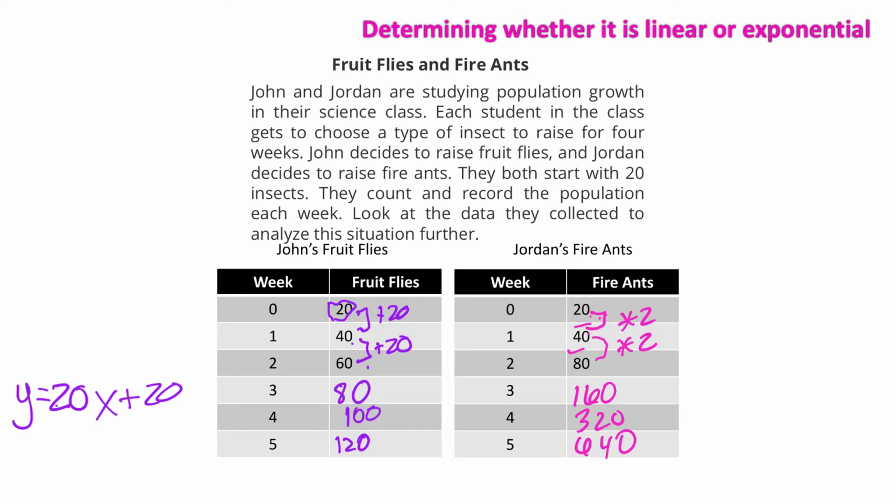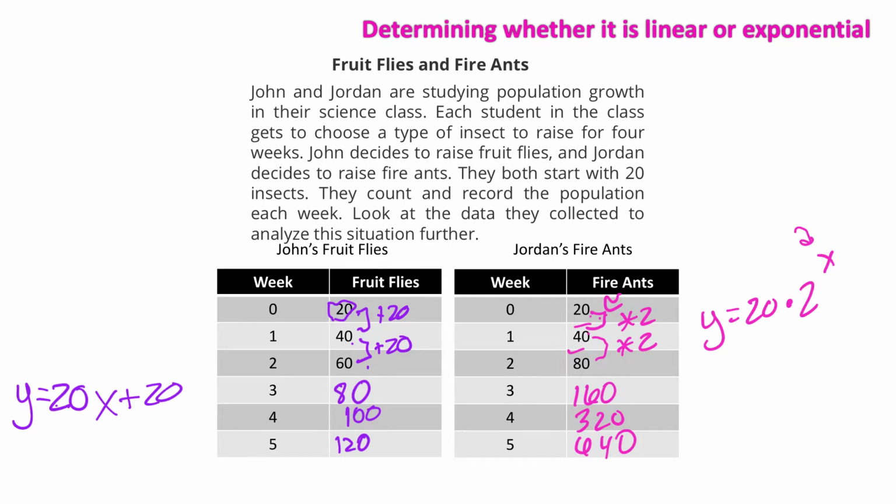If we were going to write this as an exponential equation, we would write it as y is equal to our starting amount, which was 20. What did we do? What was our multiplier? Our multiplier was 2. And then to the x power, because we don't know how many weeks. We can calculate on week 10 by putting in 10 for x. We get y equals 20 times 2 to the 10th power, and we can get the number of fire ants at 10 weeks.